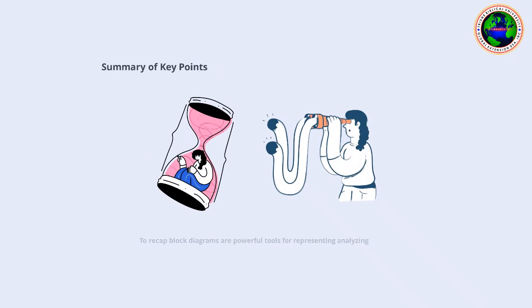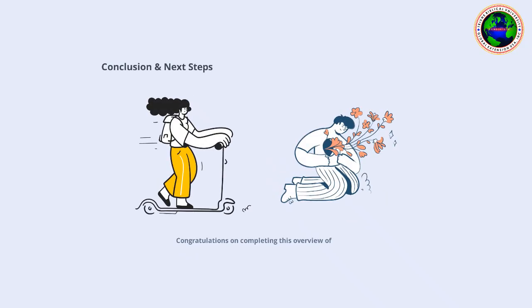To recap, block diagrams are powerful tools for representing, analyzing, and designing control systems. They simplify complex systems, enable mathematical modeling, and facilitate stability analysis. Understanding block diagrams helps you connect theory to real-world engineering applications in robotics, automotive, and aerospace fields. Congratulations on completing this overview of block diagram representation and its applications. With these foundational concepts, you're ready to dive deeper into control systems and explore more advanced engineering topics. Keep practicing with real-world examples, and you'll build the skills needed for a successful engineering career.